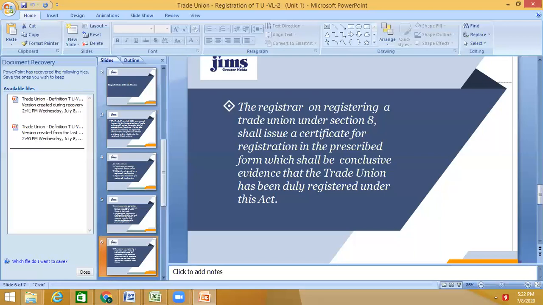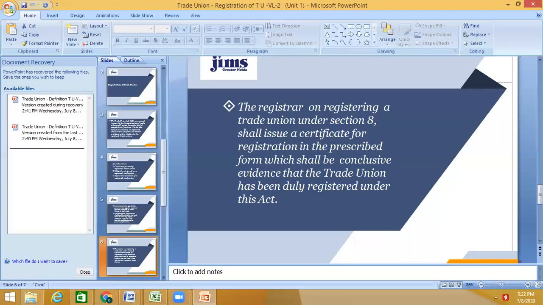And the other important thing, while you are going for the registration, is the maintenance of a list of members of a trade union. So do you have that list of the trade union members? And adequate facilities for the inspection thereof by the office bearers and the members of the trade union. You have to ensure that.